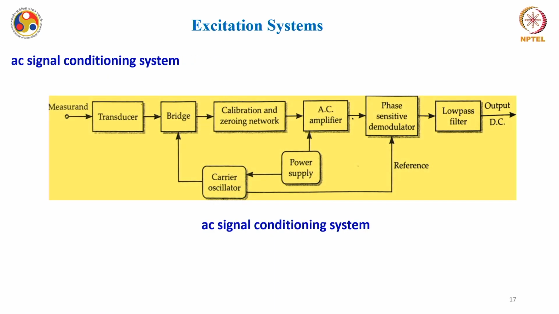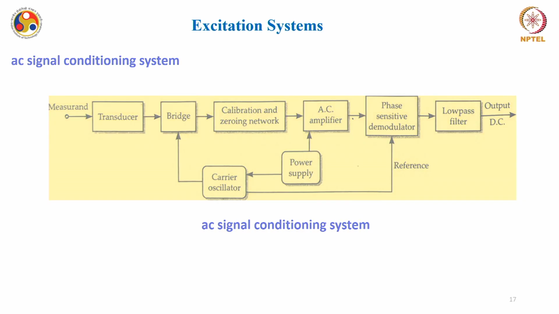If you see the typical flow diagram of this AC signal conditioning system, it looks something like this. You have transducers, you have bridges, which are again connected to a carrier oscillator, which gives a reference to the phase sensitive demodulator. You have an AC amplifier in between, and at the output, similar to the previous one, you have a low pass filter, and the output is DC. Although it's an AC signal conditioning system, the output you want, for example from a strain gauge, is in terms of some DC values.